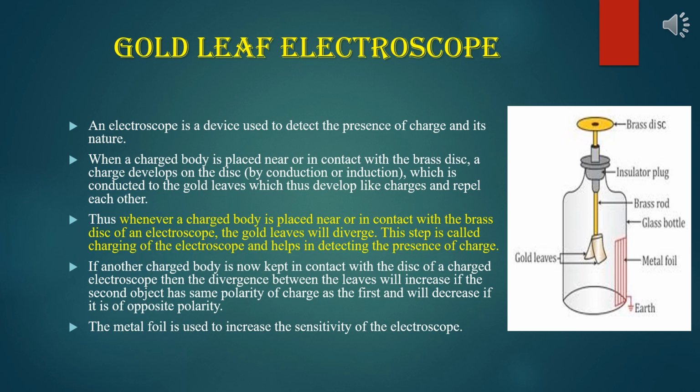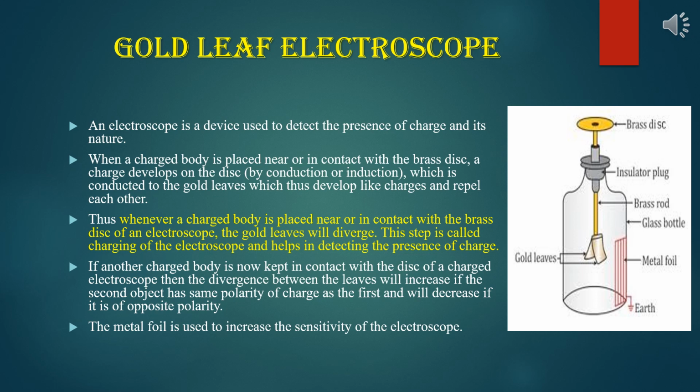You can see it is made of brass. You can take copper also, and this brass rod has a disc. This disc is optional, it is not mandatory anyways. Okay, so we have a brass disc, a conducting disc connected to a conducting rod, and at the end of the rod we have two thin foils made of gold. You can take aluminium also. Basically it has to be very thin, so we are choosing the malleable metals, right?